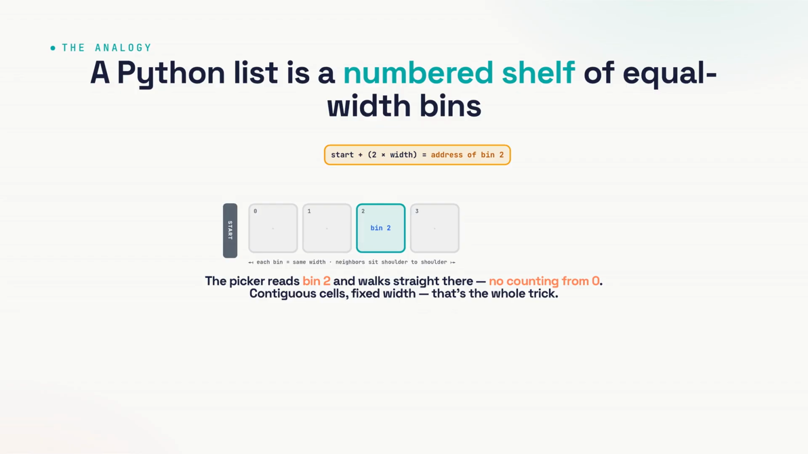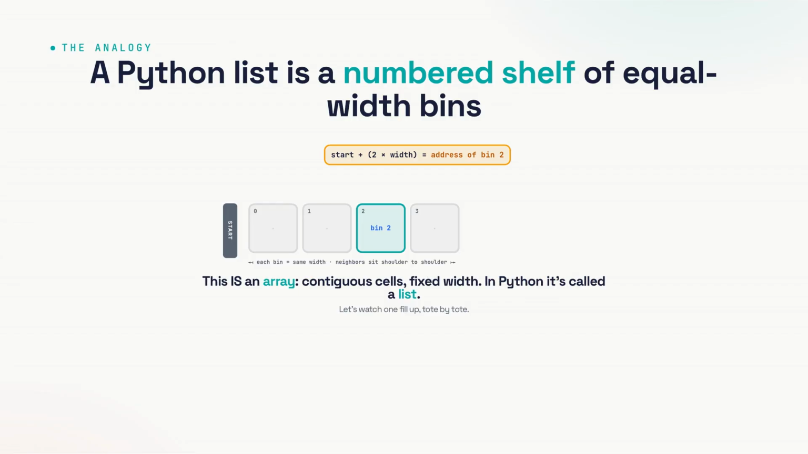That's the whole trick. So here's the rename. This is an array, contiguous cells, fixed width. In Python, it's called a list. Let's watch one fill up, tote by tote.